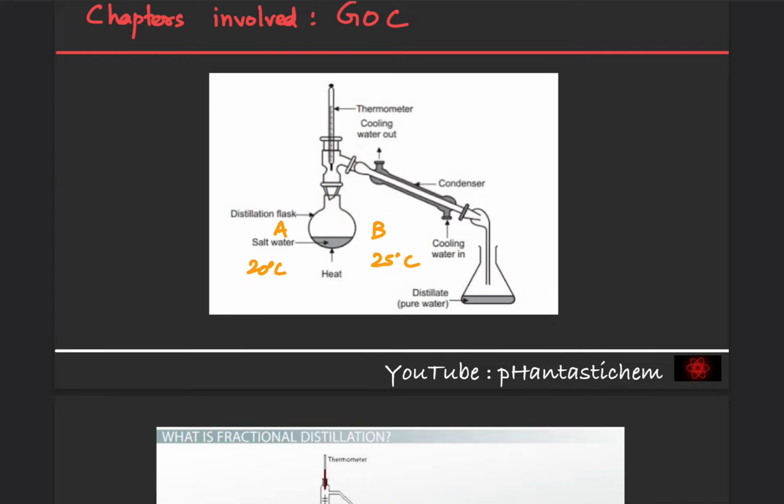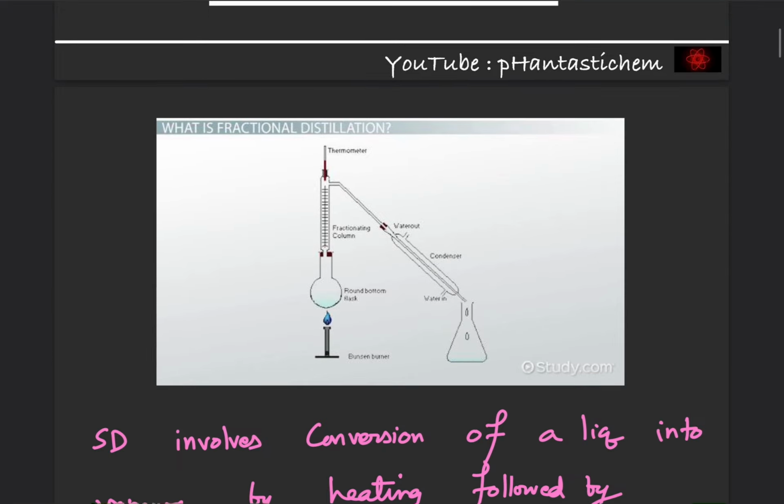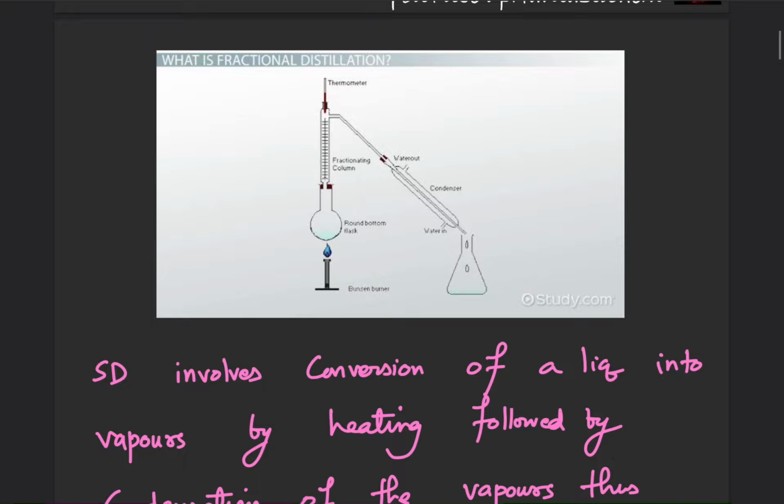Therefore, for separation of such liquid mixtures, it is achieved by fractional distillation, okay, which is carried out using a fractionating column. So this is the fractionating column. It usually consists of a long glass tube. So this is a long glass tube packed with glass beads or stones.